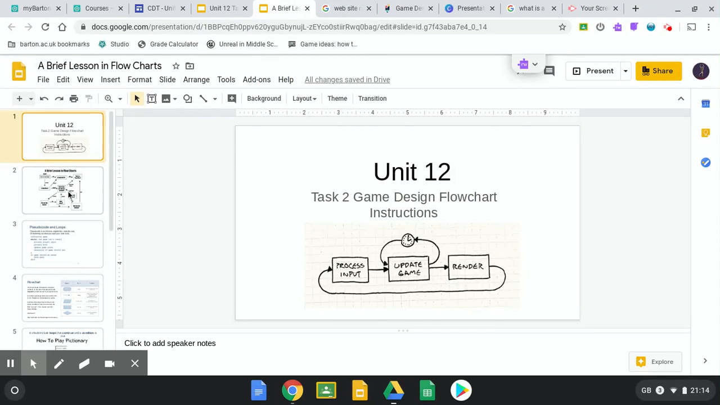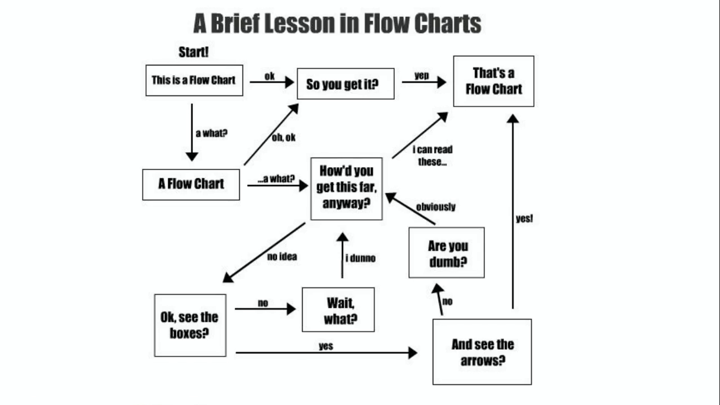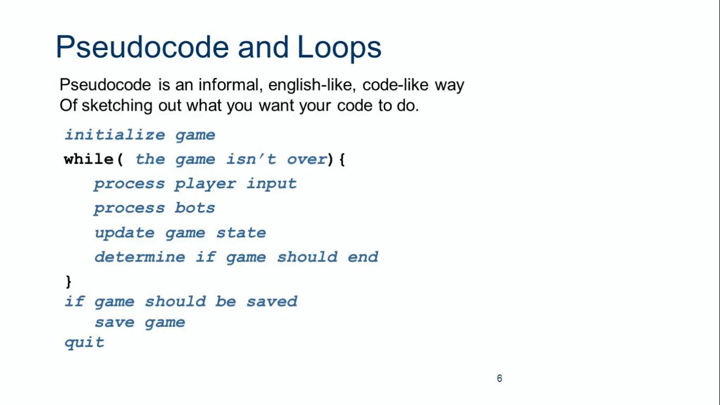A flowchart describes the sequence of events within a game. So a step-by-step representation visually of what's happening within your game. It's similar to pseudocode. So those of you who do computer science will be familiar with pseudocode. Pseudocode is a sort of English version of a programming language. So a planning tool in the same way a flowchart is, sketching out what you're going to actually code before you get down and start programming.